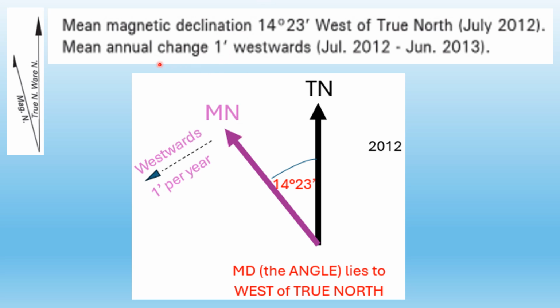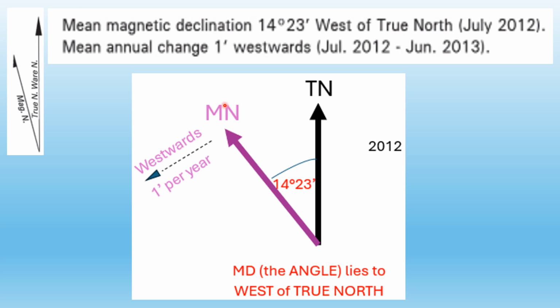The information further states that the mean annual change is 1 minute westwards, and that change occurred between 2012 and 2013. So what this means is that for every year that passes, the change in magnetic declination is going to be by 1 minute, and that change is going to be westwards. It is important to understand and remember that magnetic north is not stationary. It does change as it aligns to the magnetic field of the Earth.